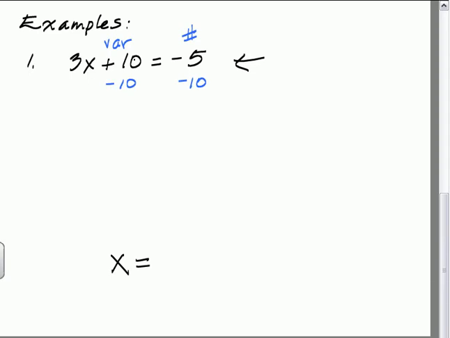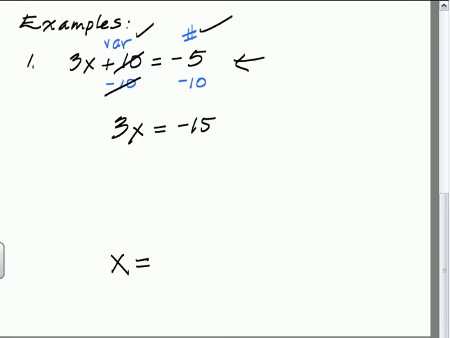On the left, this plus 10 minus 10 kind of cancel. They go to 0. 3x plus 0, well, we can just call that 3x. And on the right, negative 5 and a negative 10 is a negative 15. So at this point, yeah, all of my variable terms are on the left and all my number terms are on the right. So we're finished with step two.